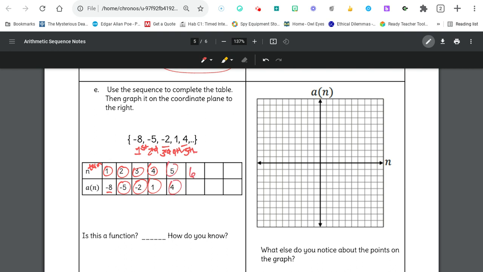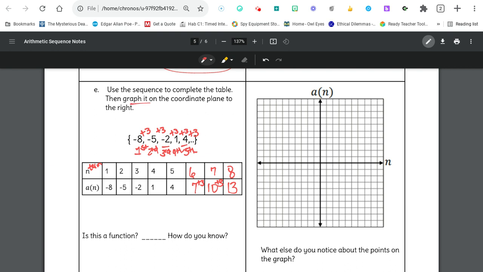So let's see what the sixth term would equal since we understand the chart. So the sixth term, let's find the common difference, is adding 3. So the sixth term will have to be 7. And the seventh term, if I add 3 here, would be 10. And the eighth term, if I add 3, would be 13. All right, it says graph it.